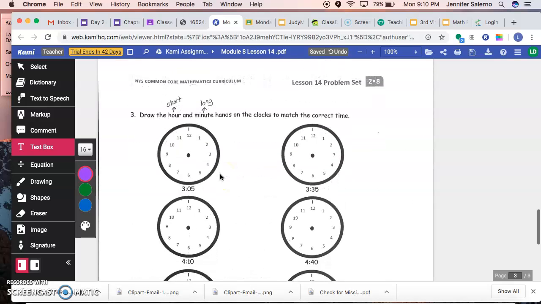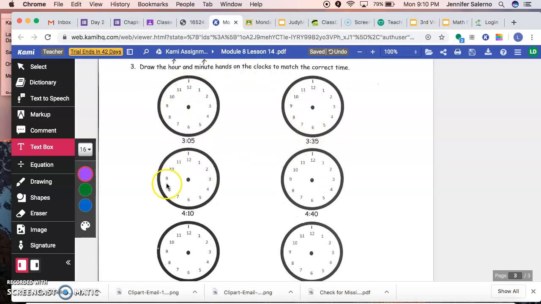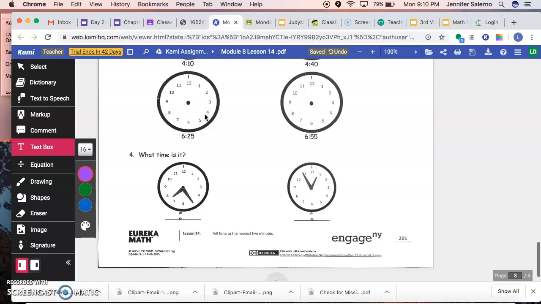Now the last page is pretty much exactly what we just did. On these clocks here, you are drawing again the hour and the minute hands. And down here for these two, you are typing in what time it is. Okay? The only thing that I quickly want to go over, something that I saw on your work yesterday.